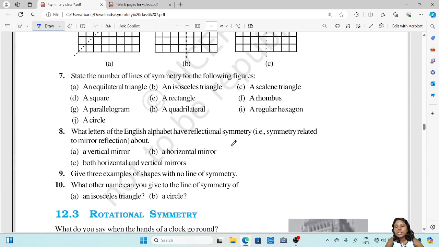So here now, see there are some examples over here. State the number of lines of symmetry for the following figures. An equilateral triangle, we know it is already 3. Square, we know already how much it will have, 4 lines of symmetry because it has 4 sides. So similarly we have to do the rest of these examples.